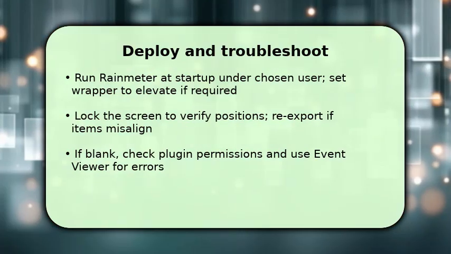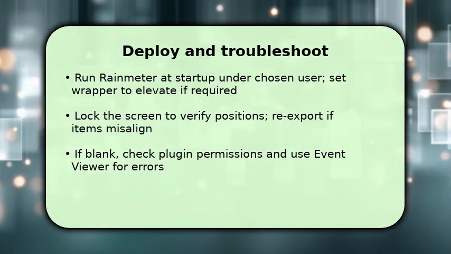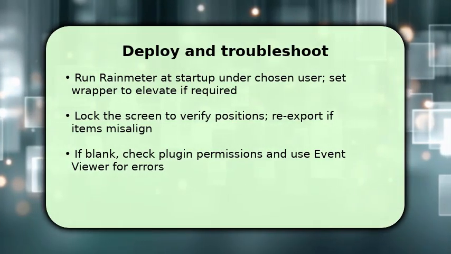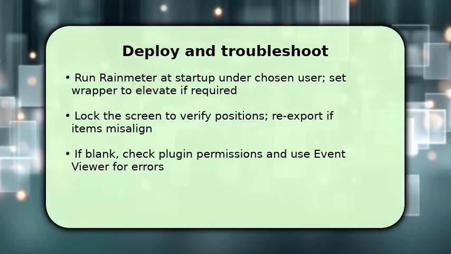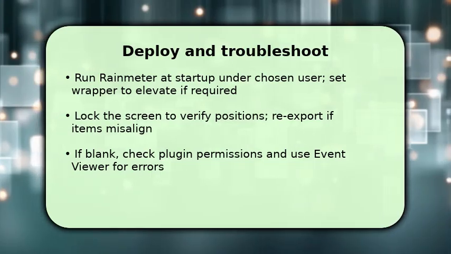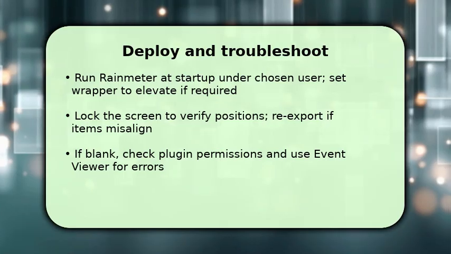Finally, deploy by setting Rainmeter to run at startup under the user that handles lock display. If needed, configure the wrapper or service to run with elevated permission so it can draw on the lock screen. Lock the screen and confirm each skin's placement. If something is off, unlock, tweak offsets, then re-export.